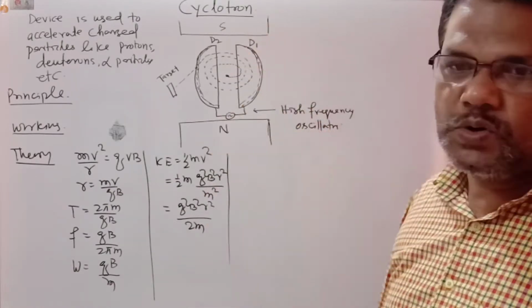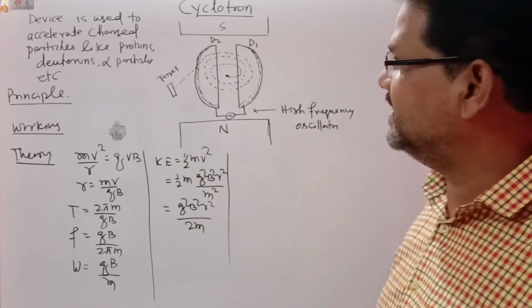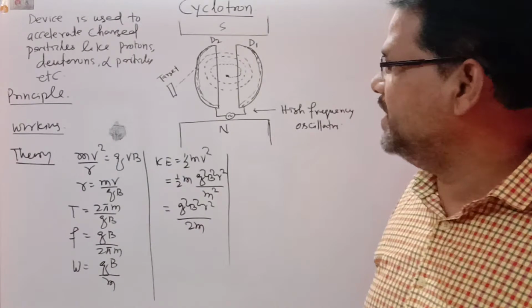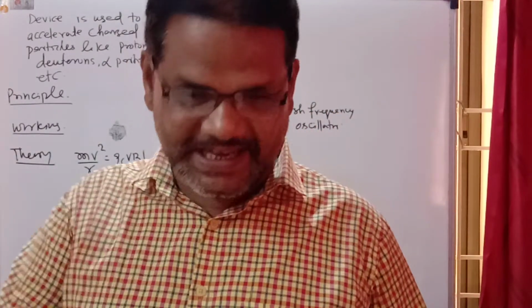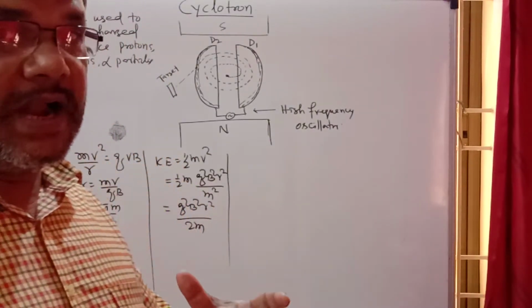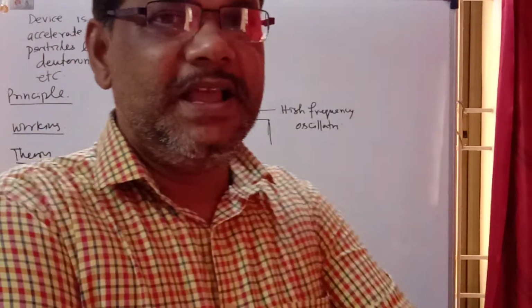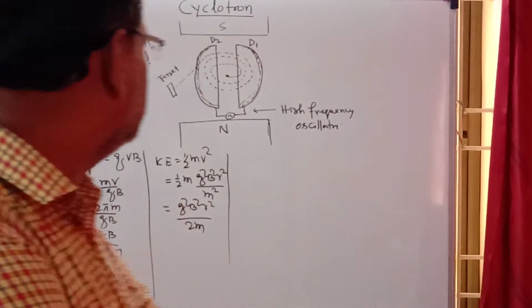Number one, the cyclotron is a device used to accelerate charged particles like protons, deuterons, alpha particles. As and when they are accelerated, they attain more and more kinetic energy. And whenever they strike heavy atoms, that gives rise to different nuclear reactions.